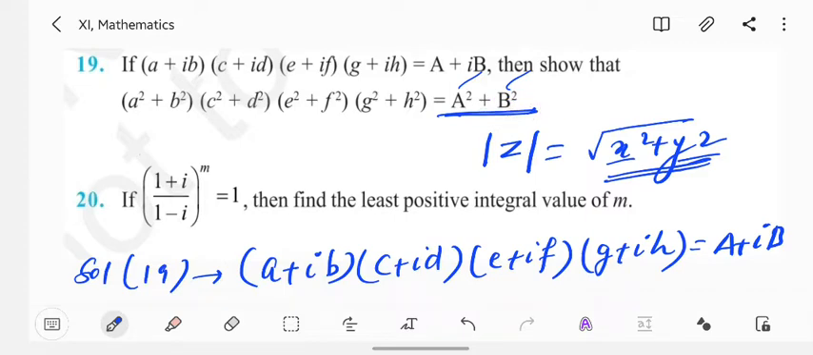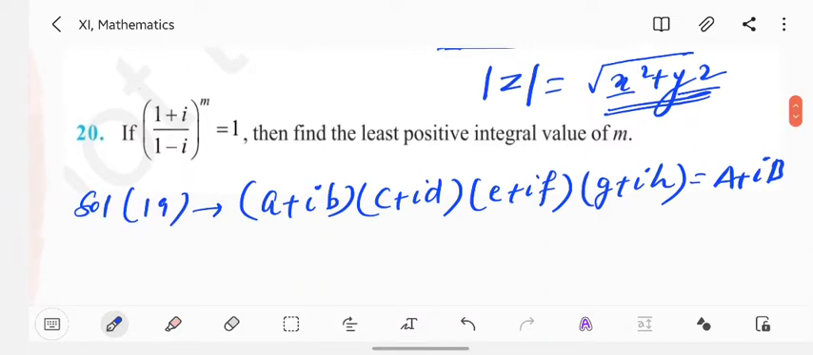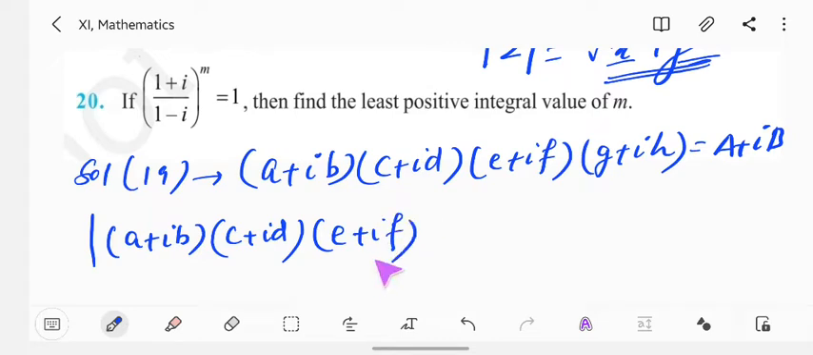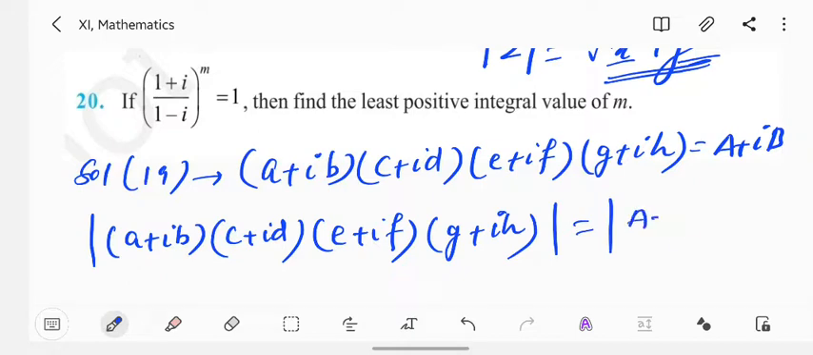So the square of this number means in the given question a plus ib, if I find the modulus of a plus ib, I'll get a square plus b square, correct? So following the same rule, we'll proceed. I'll find the mod of the LHS as well as the RHS. So mod is written as mod of a plus ib, c plus id, e plus if, and g plus ih, closing a plus ib.